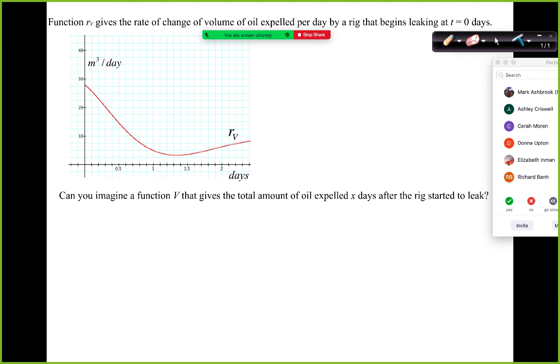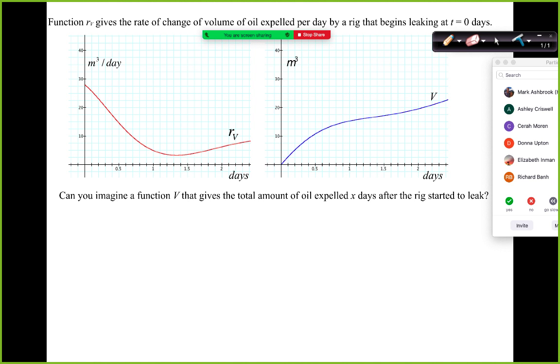So can you imagine a function that would give the total amount of oil expelled X days after the rig started to leak? Could you make a quick sketch of that? Well, now you've seen it. I thought I put a blank axis up next, but I actually put the function. So if this is going down, why is this always going up? If this function is going down here, why is this going up?